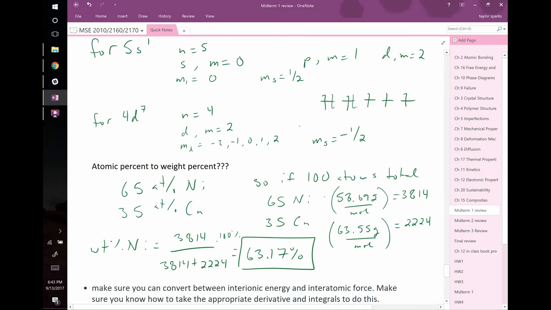So 65 atomic percent nickel for 100 atoms, you have 65 atoms of Ni, but then you divide by moles? We could have said 100 moles. It's equivalent. Technically, since we're dividing these by one another, it's going to cancel out whatever we decide to do. So we could have done moles if we wanted. It would cancel out though. You'll get the same answer either way.